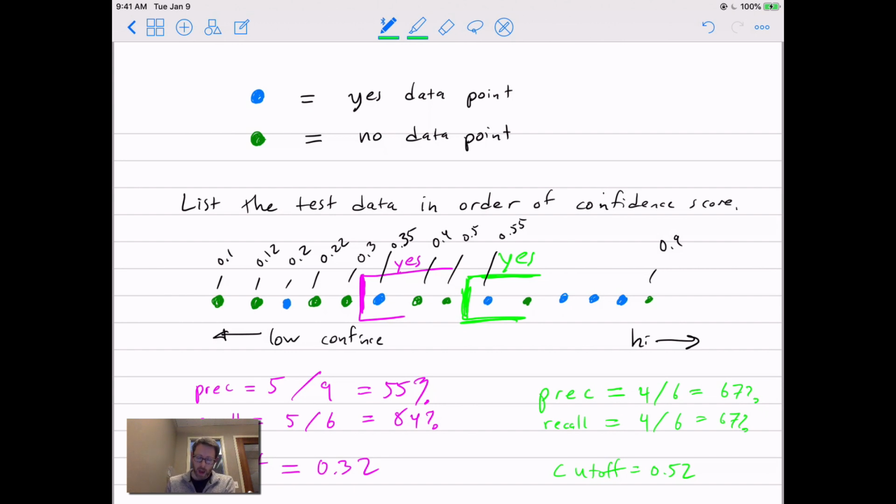So you can see that by increasing the cutoff, the precision has gone up and the recall has gone down. And that's common, but the only thing that's guaranteed as your cutoff increases is that your recall will go down. The precision can actually go up or down.